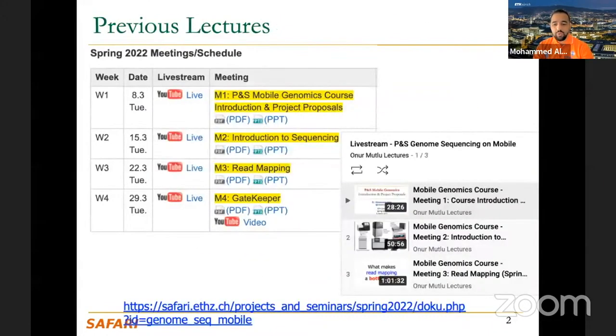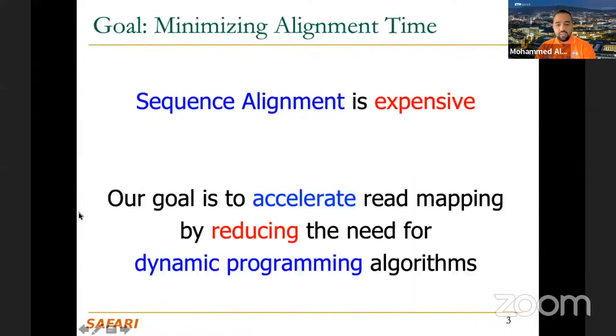And we will continue now with pre-alignment filters, of which we already explained 3 more filters: GateKeeper, MAGNET, and Shouji. So remember this from the previous 3 lectures, that sequence alignment is still expensive, even until today. So our goal is to accelerate read mapping by reducing the need for dynamic programming algorithms.